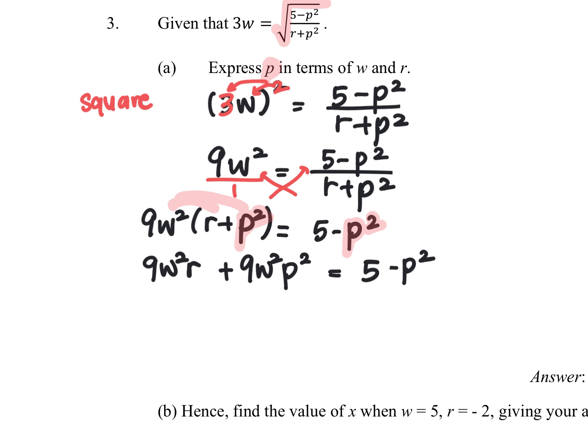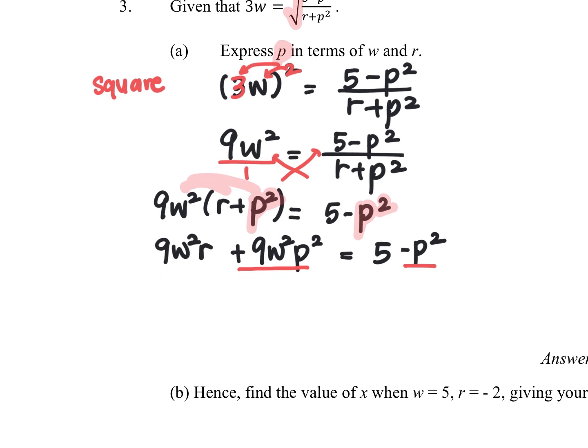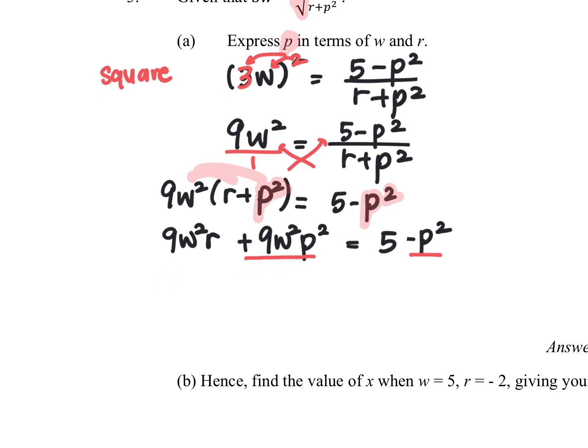And next, we are going to do our next step. We're going to have our p square terms. Okay, all the terms with the p square, we are going to group them together. Okay, we'll group them all together. So I'm going to keep my 9w square p square over here. And I'm going to bring my minus p square back to this side. So it'll be plus p square.